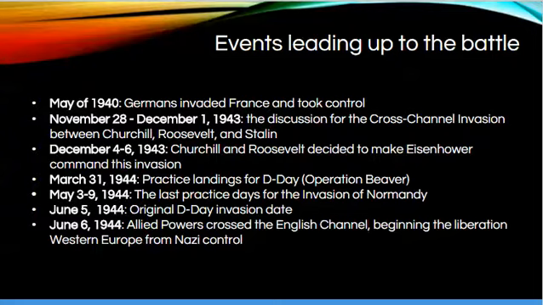On March 31st was the day of the U.S. D-Day beach land exercise at Slapton Sands. This was known as Operation Beaver. This showed the lack of coordination between units. Around that time, aircrafts also started practicing their landings.